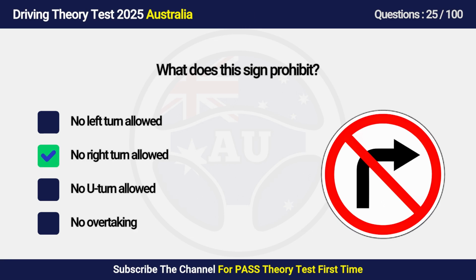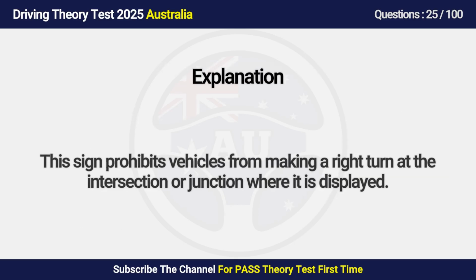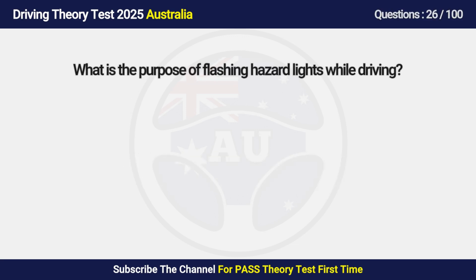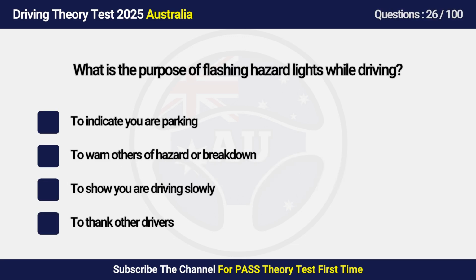Answer is B. No right turn allowed. This sign prohibits vehicles from making a right turn at the intersection or junction where it is displayed. Question 26. What is the purpose of flashing hazard lights while driving?